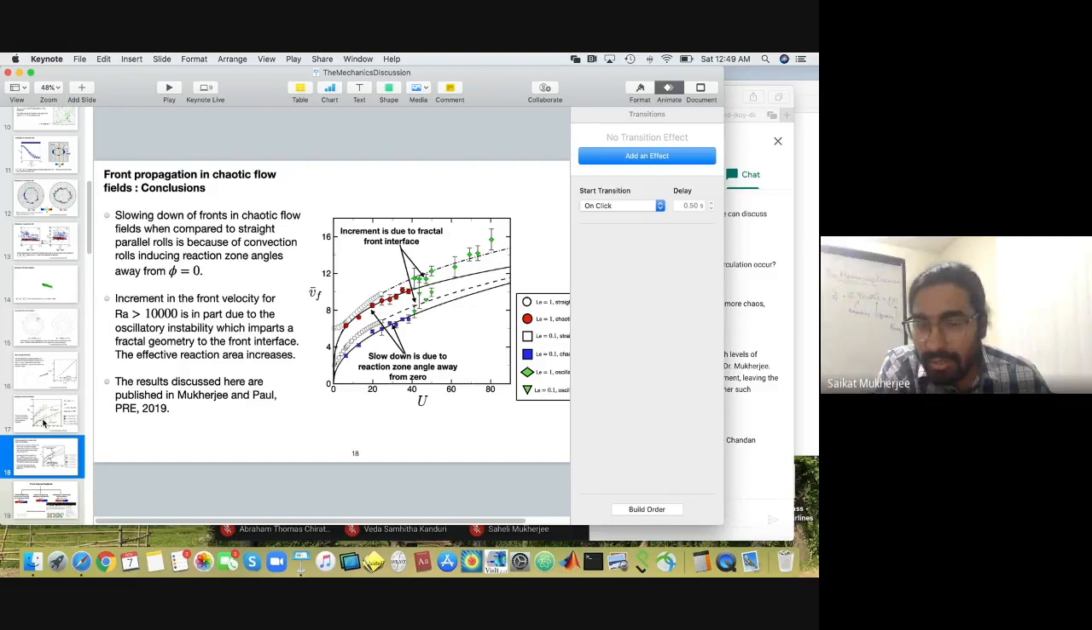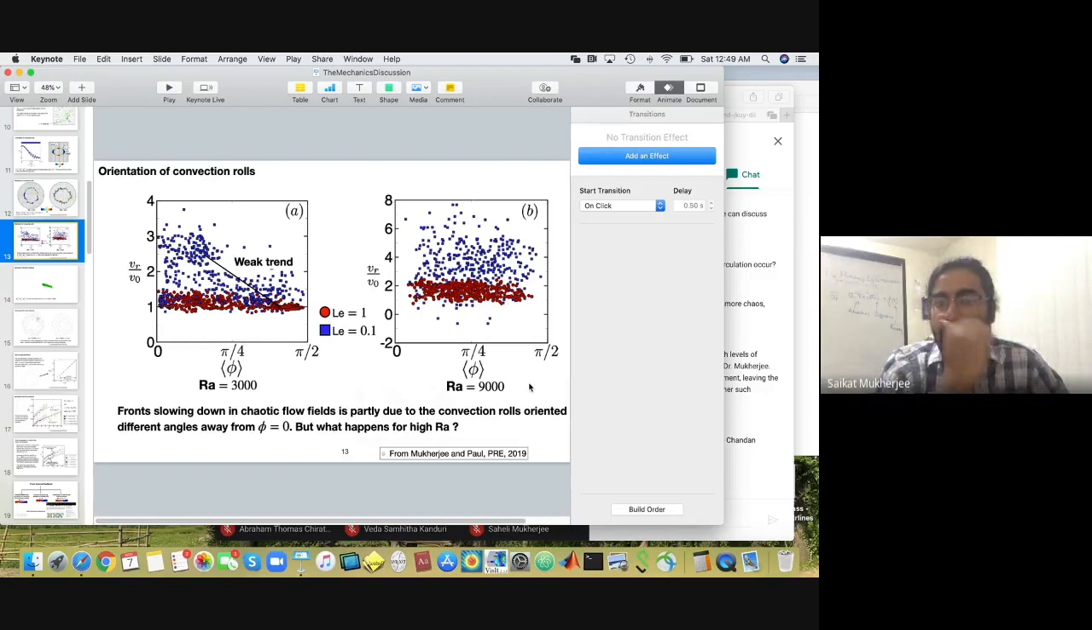Why does one dominate in one region and the other? Yeah, that's a good question. I think this plot will be interesting. For large values of Rayleigh number, we also plotted the orientation angle phi and the front velocity. We saw that the front velocity was not as dependent on the orientation as it was for lower values of Rayleigh number in the chaotic regime.